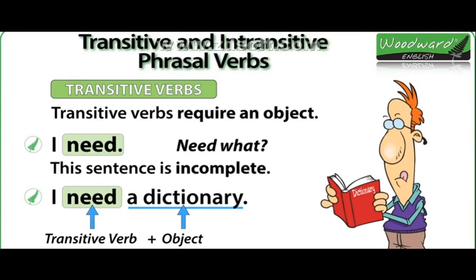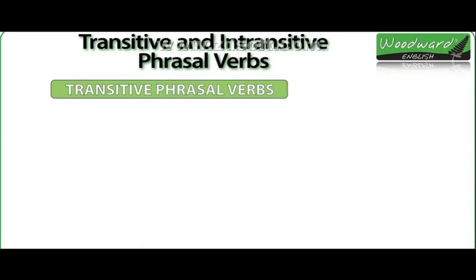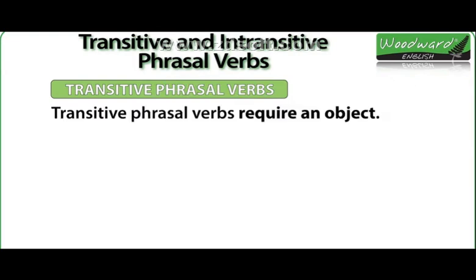نحط كلمة dictionary. The sentence becomes I need a dictionary. Now this sentence is complete. كاملة المعنى and we can understand it. نقدر نفهمها. We added the object a dictionary after the transitive verb. The order is subject plus transitive verb plus object. We can see the transitive verbs need an object after them. هلا كل الأفعال transitive تحتاج مفعول به بعديها. Transitive phrasal verbs. خلينا نحكي عن phrasal verbs. The same rule applies to transitive phrasal verbs.